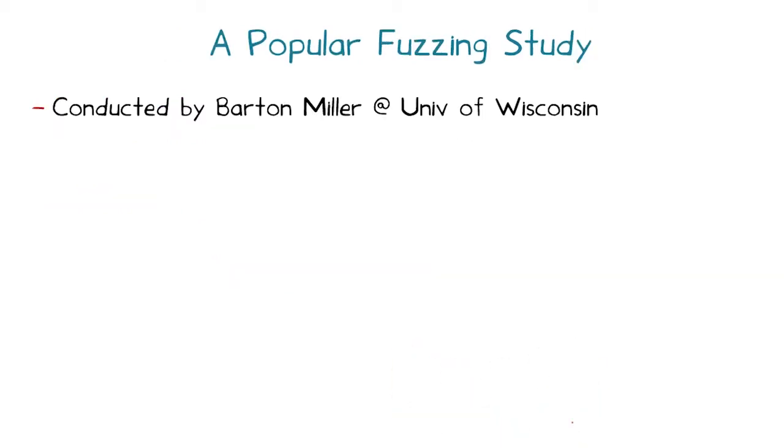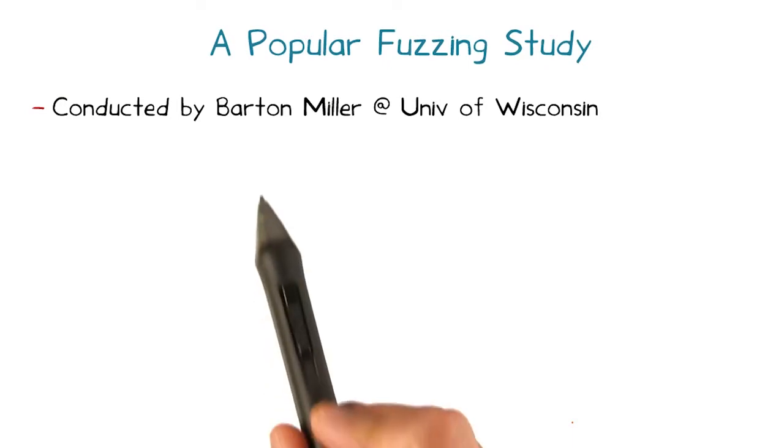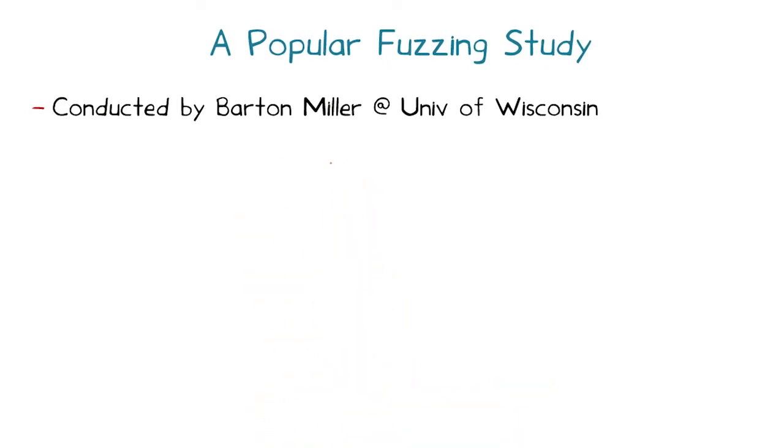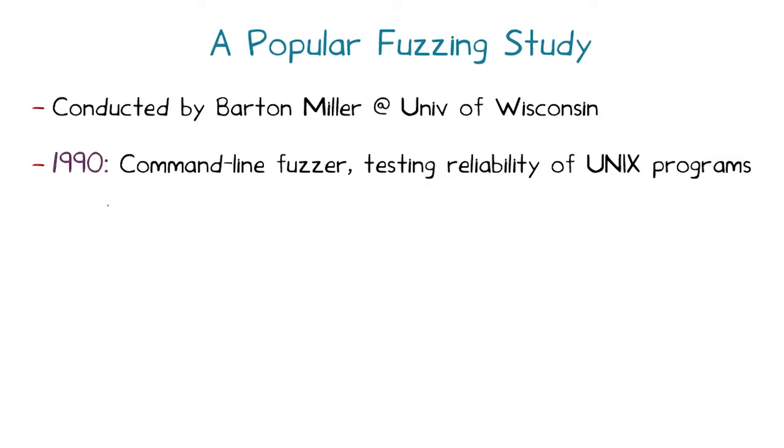The first popular fuzzing experiment was conducted by Barton Miller at the University of Wisconsin. In the year 1990, his team developed a command line fuzzer to test the reliability of UNIX utility programs by bombarding them with random data. These programs covered a substantial part of the utilities that were commonly used at the time, such as the mail program, screen editors, compilers, and document formatting packages. This study focused only on fuzz testing command line programs.